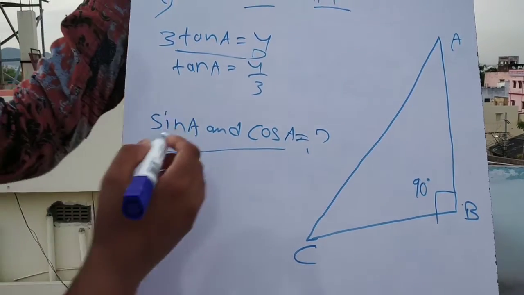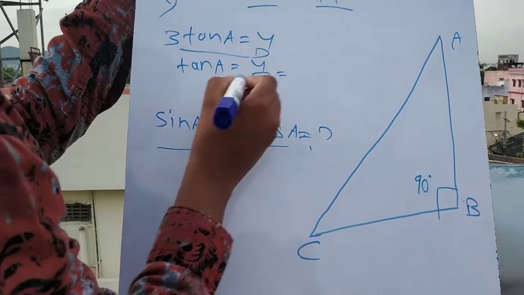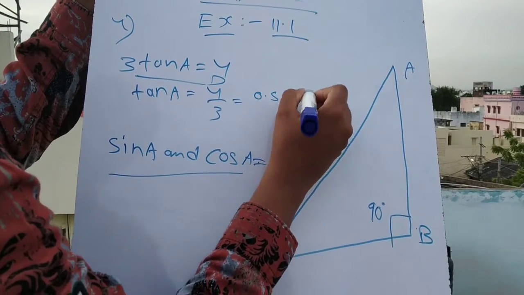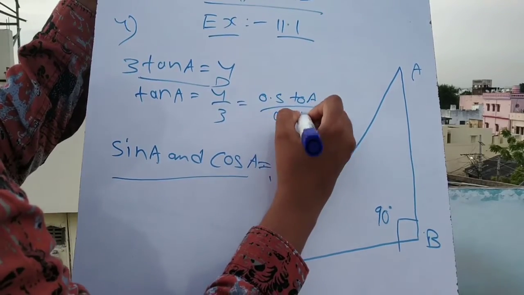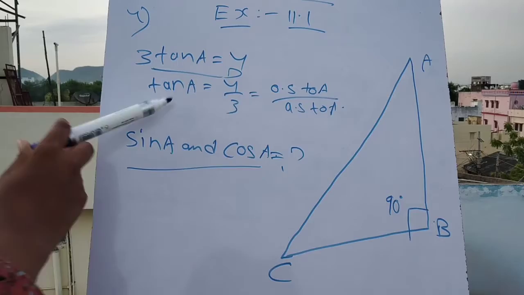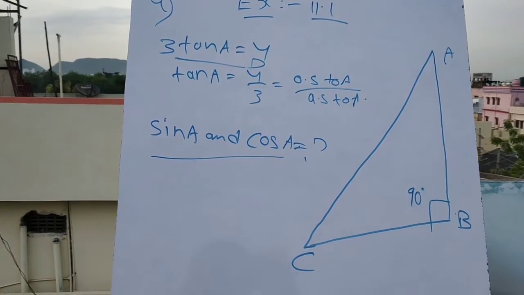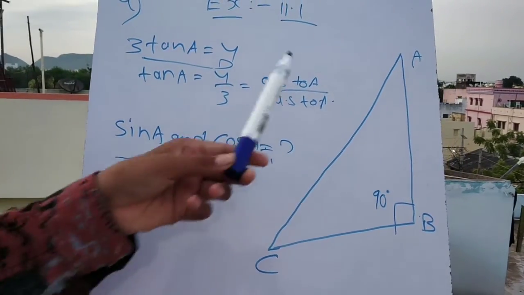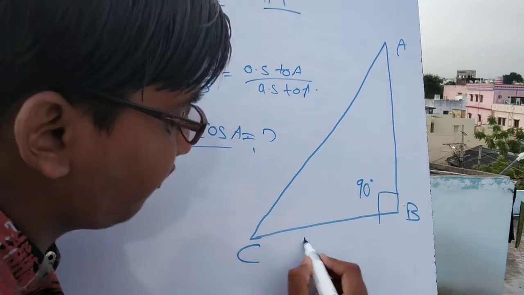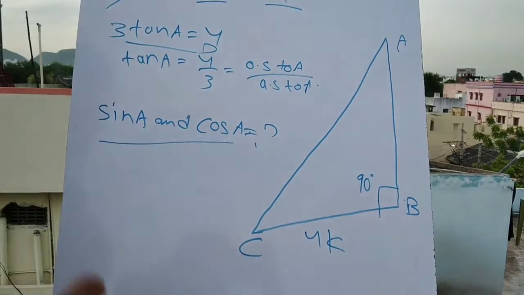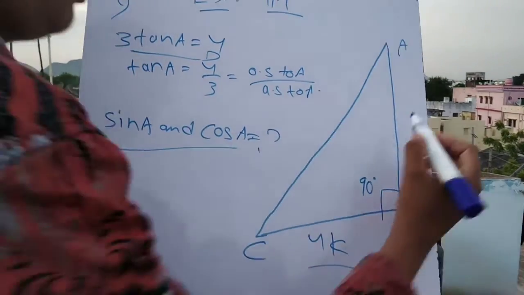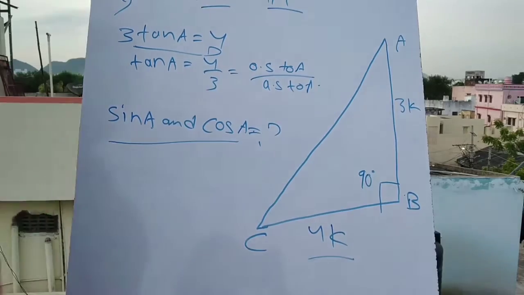So tan A is equal to 4 by 3, so it is going to be the opposite side to angle A by the adjacent side, because according to the formula, tan theta is equal to opposite side to theta by adjacent side to theta. So it is 4 by 3, so definitely the opposite side to A, that is side BC, is going to be 4K, where K is a constant, and the adjacent side to A is going to be 3K.